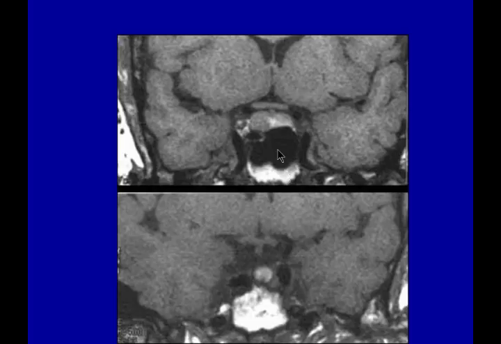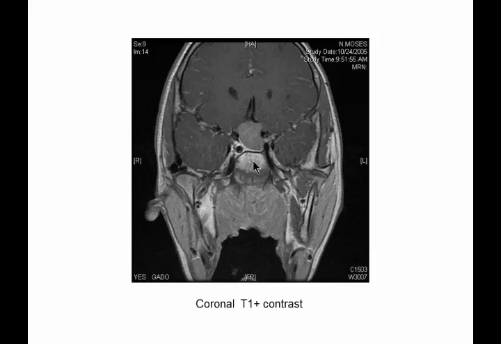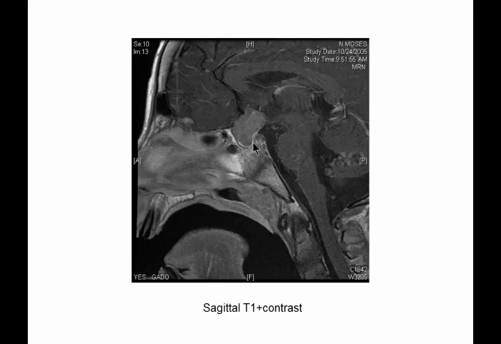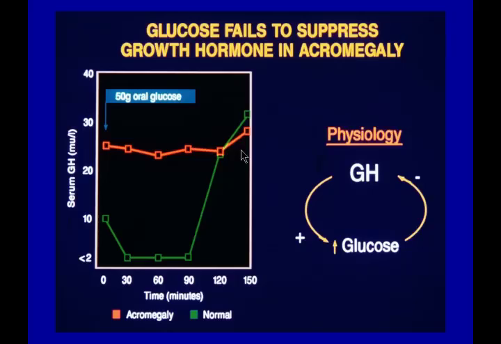An adenoma that's less than 1 centimeter is called a microadenoma. If it's greater than 1 centimeter, it's called a macroadenoma. Here's a macroadenoma. As you can see, pushing up, pushing towards the cavernous sinus on either side. This is just a sagittal section of that same tumor.